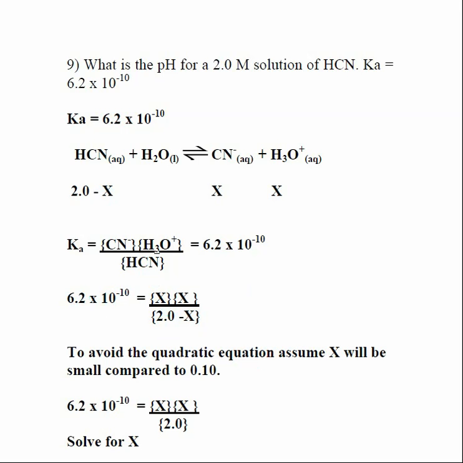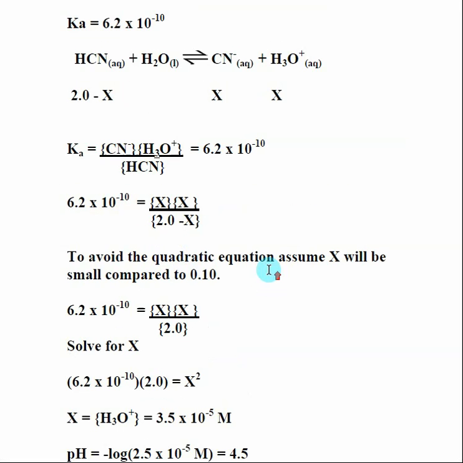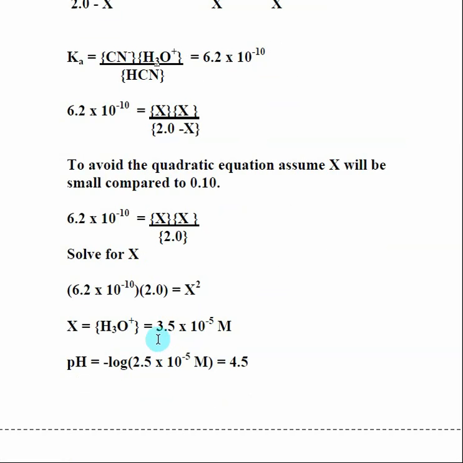So to avoid the quadratic equation, we are going to go ahead and assume X is small compared to 2.0. And when we have that, now we can simply solve for this X value. So we assumed X was small, so we got rid of this. Now all we have is to solve for this X value. So I multiply both sides by 2. I combine these two X's together to get X squared. And then I multiply these two numbers together and take the square root of both sides to get X. And then remember, we've decided that X, once we find it, is equal to the concentration of hydronium here. That's going to be equal to 3.5 times 10 to the minus fifth.